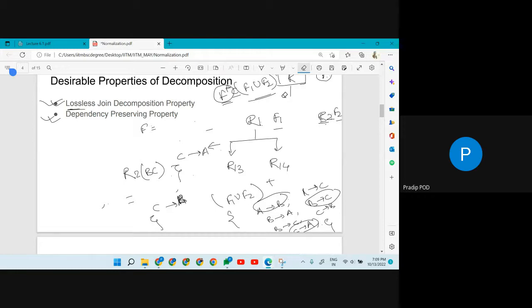Up to first NF, second NF, and third NF, we preserve the dependencies, this dependency preserving, right? But in BCNF it may or may not preserve the dependency.